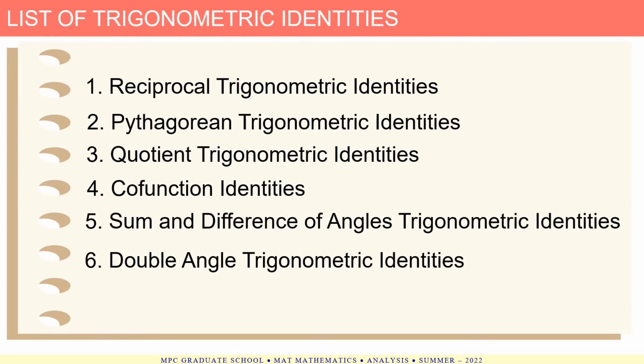Here is the list of the trigonometric identities. We have reciprocal, Pythagorean, quotient trigonometric identities, cofunction identities, sum and difference of angles trigonometric identities, and double angle trigonometric identities. These identities are useful in our topic, especially if there's no direct substitution from the formula of integrating trigonometric function.